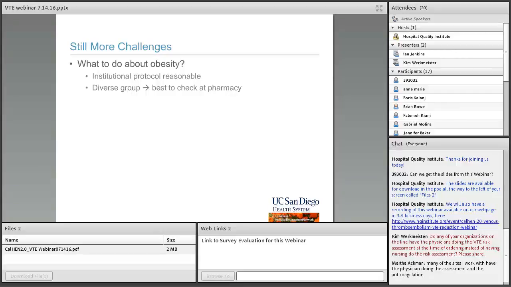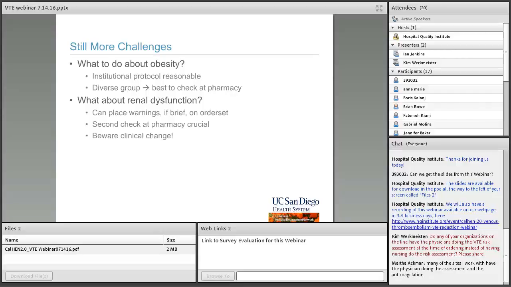What I would recommend is that you leave this issue to pharmacy. When pharmacy validates these orders, they should be thinking about the patient's mass and making recommendations. If we have questions about this, I can go into exactly what drugs or doses to recommend.